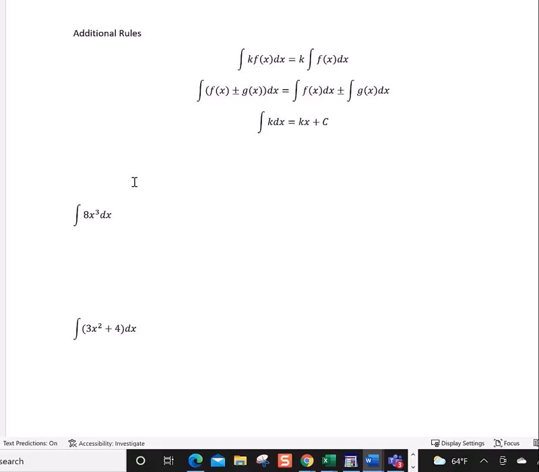Then I have the integral of f of x plus or minus g of x, saying if I'm adding or if I'm subtracting, I'm going to do the same thing. I could look at the integral of f of x, then I could add or subtract, whichever one I'm doing, the integral of g of x.